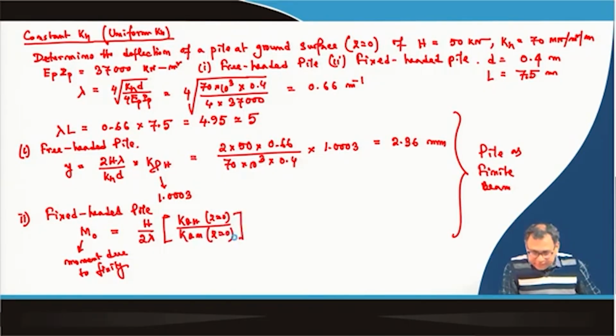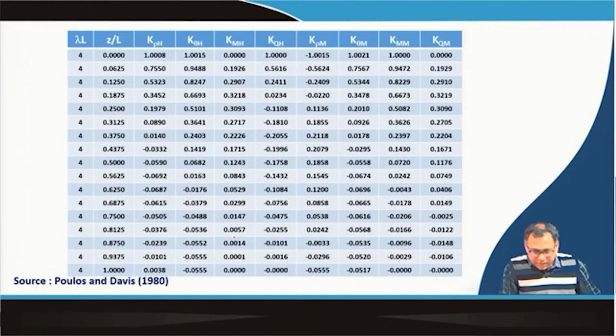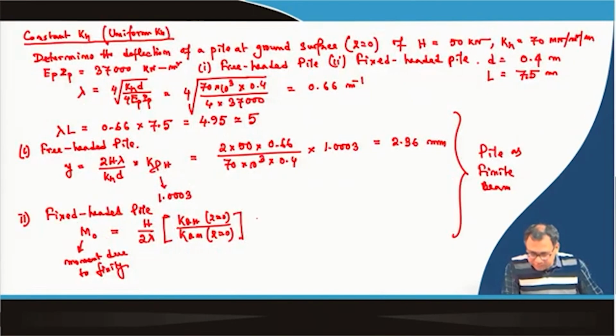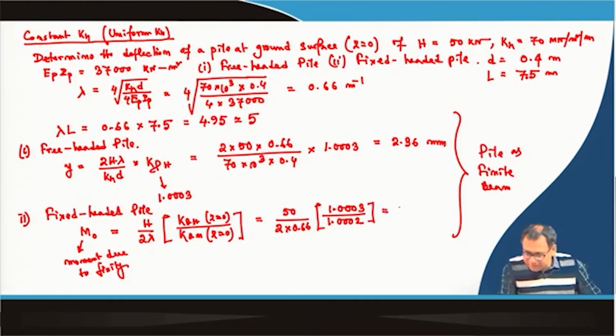Now, k theta h at z equal to 0 for lambda L equal to 5 is 1.003 and this is 1.002, at z equal to 0. So, we will put that here. So, h is equal to 50, 2 lambda 0.66, this is 1.003, this is 1.002. So, the moment that will develop due to the fixity is 37.9 kilonewton meter.